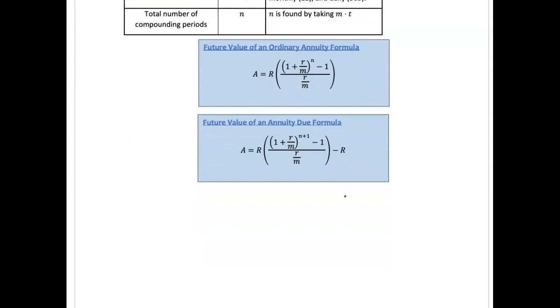So here's two formulas, the future value of an ordinary annuity and the future value of an annuity due. You'll notice some similarities to these formulas and some differences. Those differences all come from whether the investment is made at the beginning of the compounding period or the end. That just makes a difference in how interest accumulates for that account.